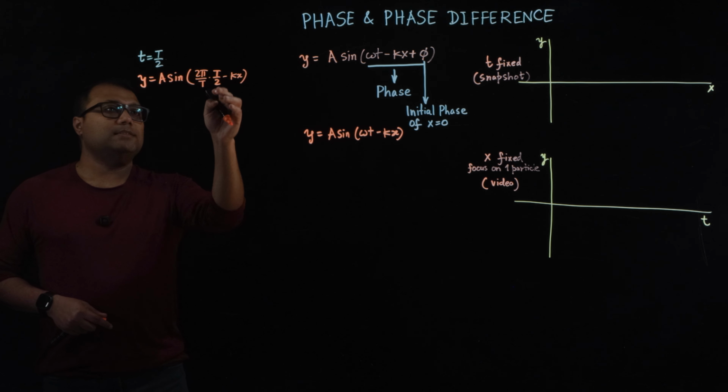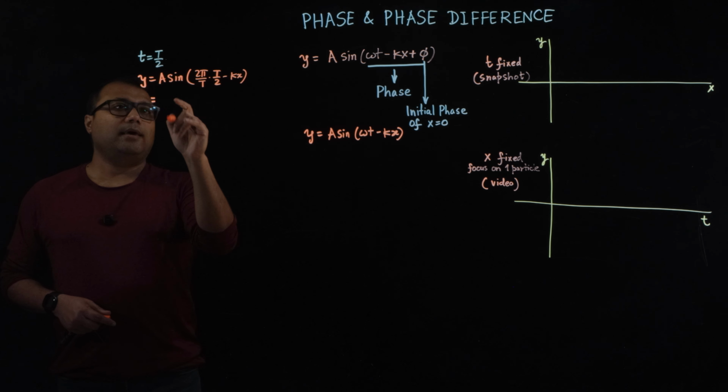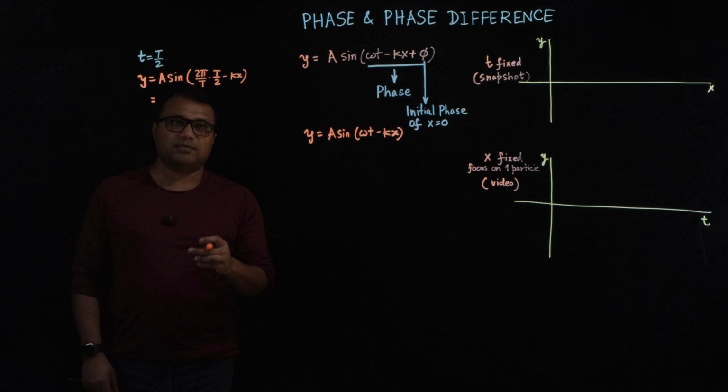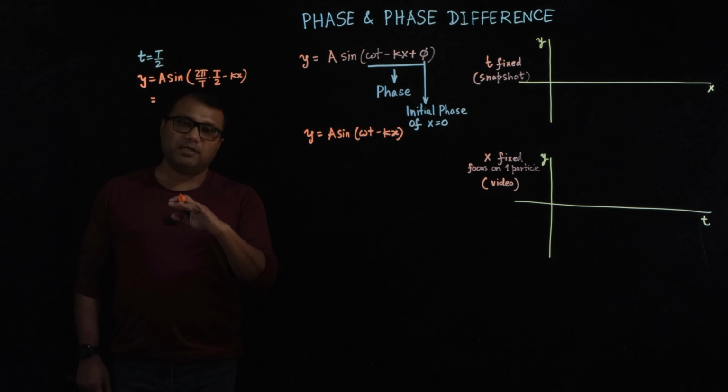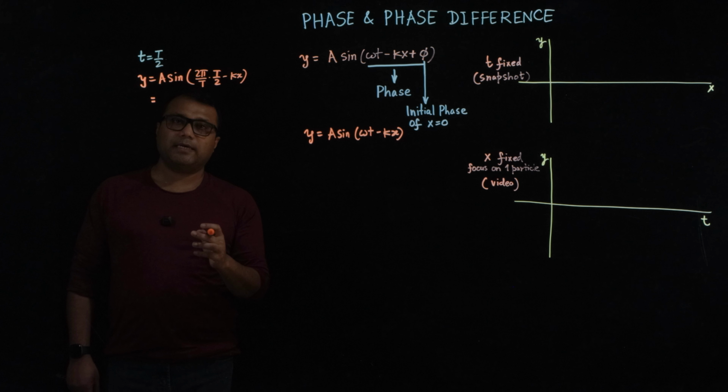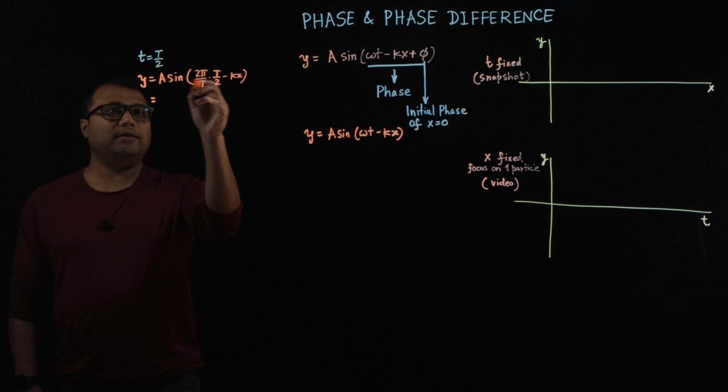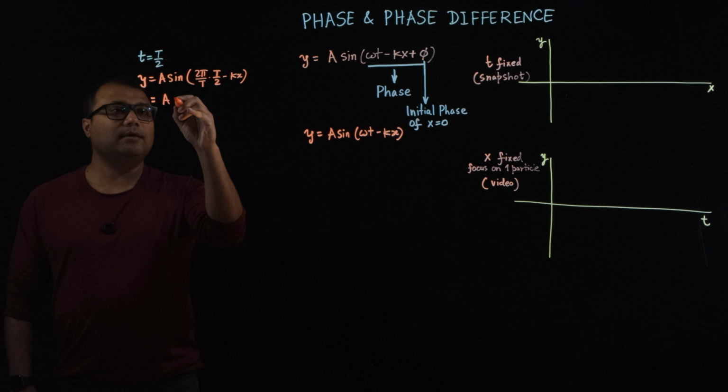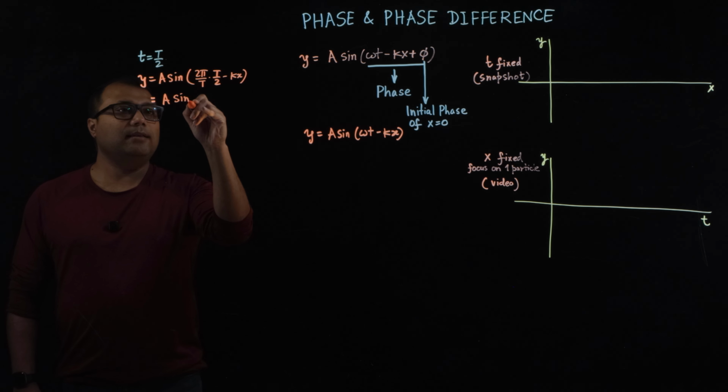So T gets cancelled, 2 and 2 get cancelled. a sine(pi minus kx). So pi minus kx is 180 degrees minus some theta. So it is in the second quadrant. In the second quadrant, sine is positive and it does not change. It remains as sine. So this becomes a sine kx.